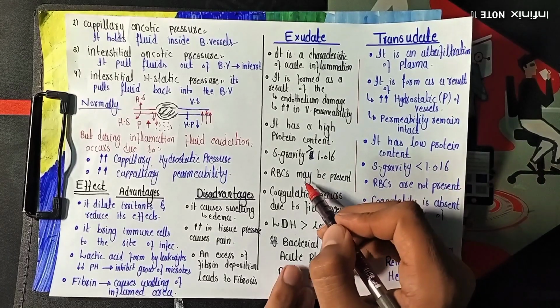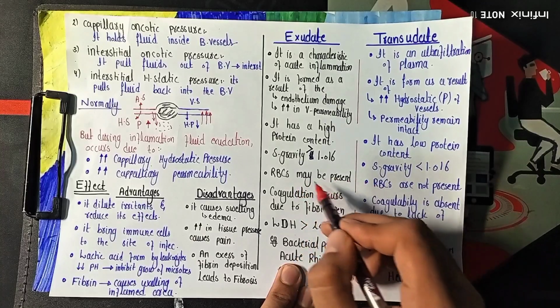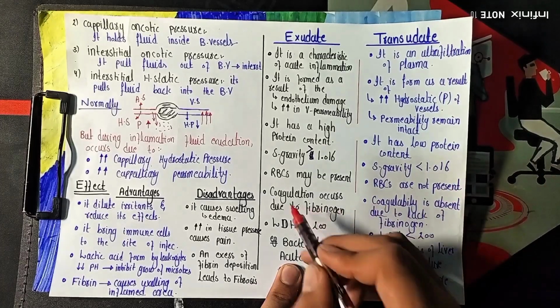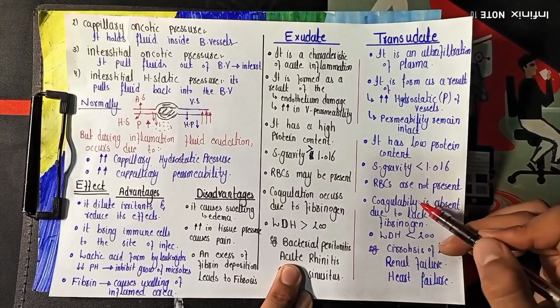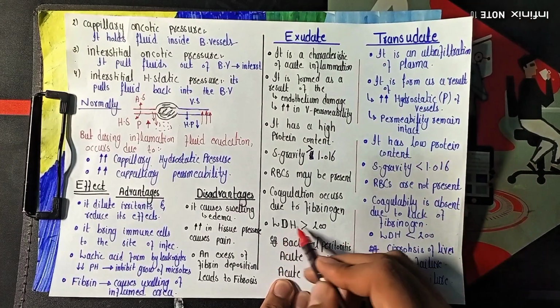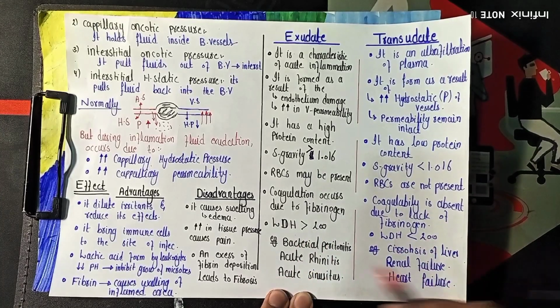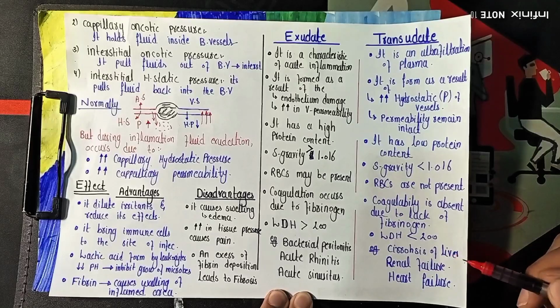Similarly, exudate may contain RBCs because of the increased permeability and the increased gaps between the endothelial cells, but in transudate, no RBCs are present. In exudate, coagulation occurs due to the presence of fibrinogen, but in transudate, no coagulation occurs because of the lack of fibrinogen molecules. In exudate, the LDH content is more than 200, whereas in transudate, the LDH content is less than 200. Examples of exudate include bacterial peritonitis, acute rhinitis, or sinusitis, whereas transudate examples include cirrhosis of the liver, renal failure, and heart failure.